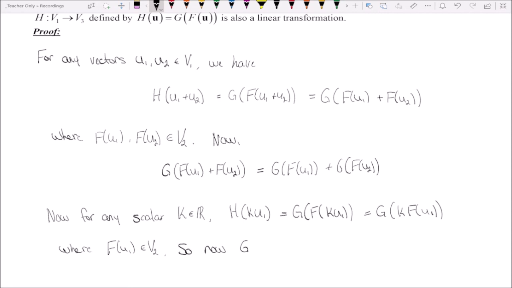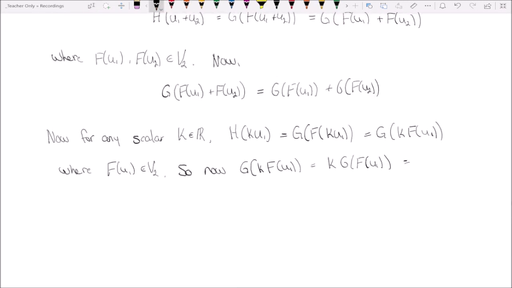So now, g of k times f of u1 is k times g of f of u1, again because g is a linear transformation. But this is precisely k times h of u1. So the second property has been satisfied. Therefore, h from V1 to V3 is a linear transformation. So this proves that the composition of linear mappings is also a linear mapping.